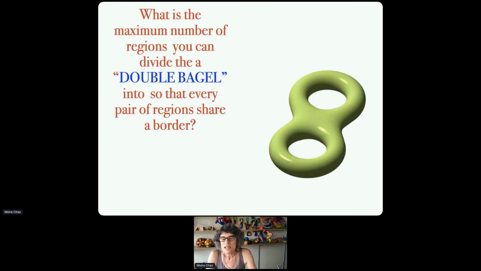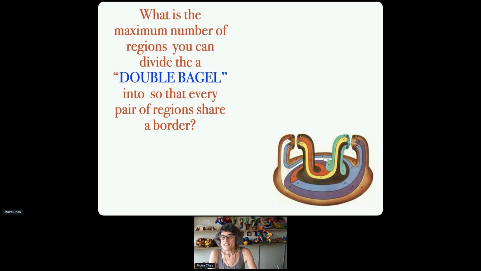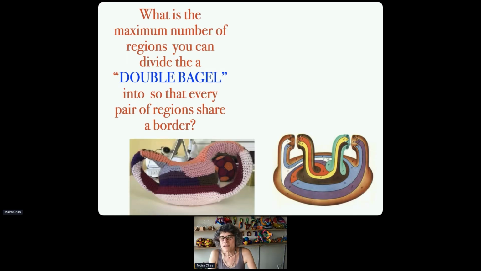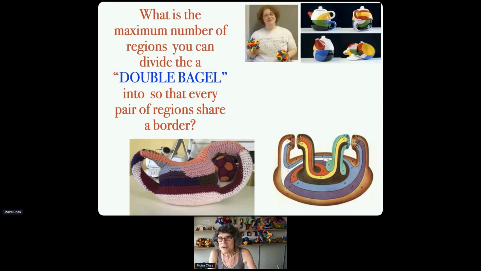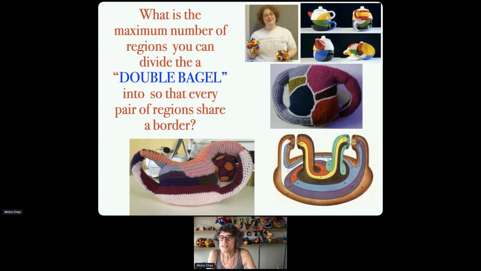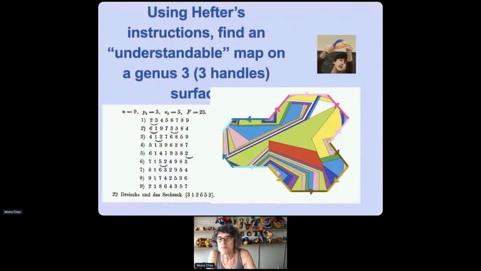And now what if I ask you for a genus 2 surface, or a double bagel? Well, the number is 8. And this is the first picture I saw. It's a complicated one. I replicated it there. There's a better idea by Susan Goldstine. She made a wonderful teapot doing that. I did it in crochet, a little simpler.